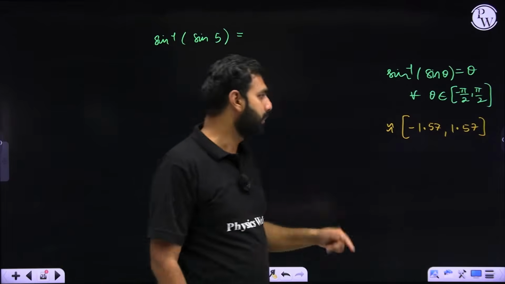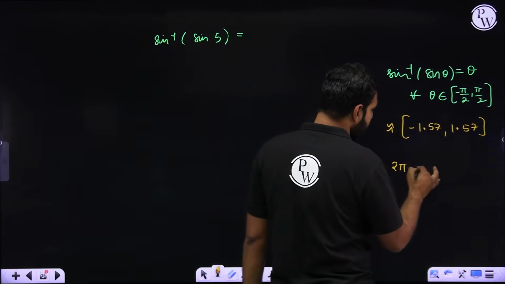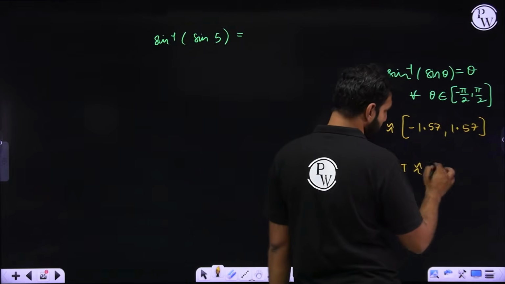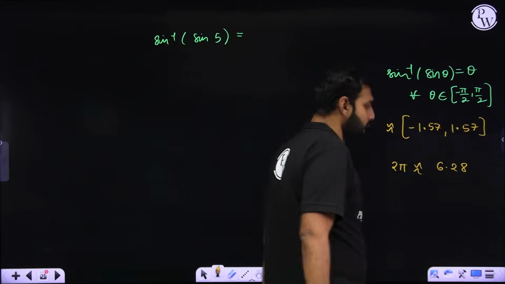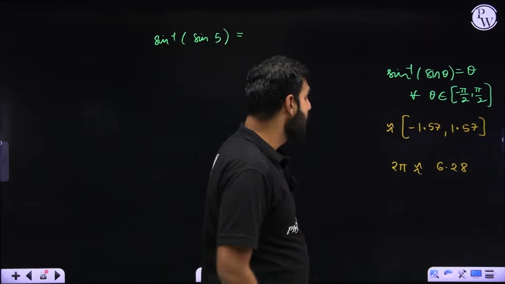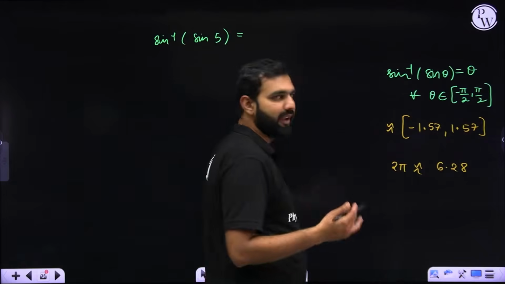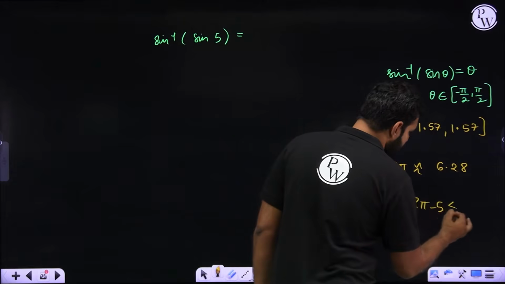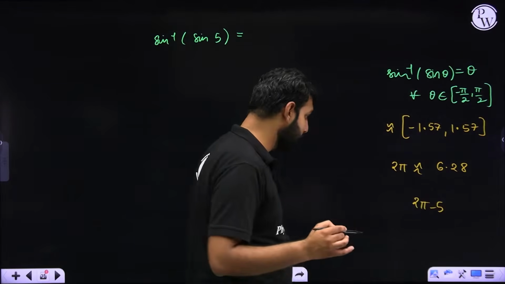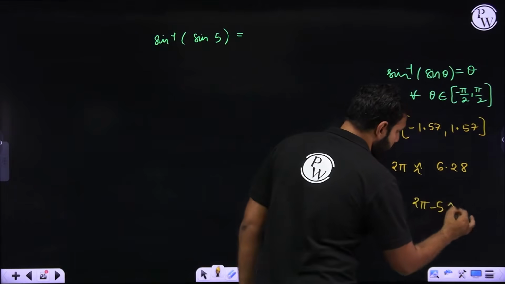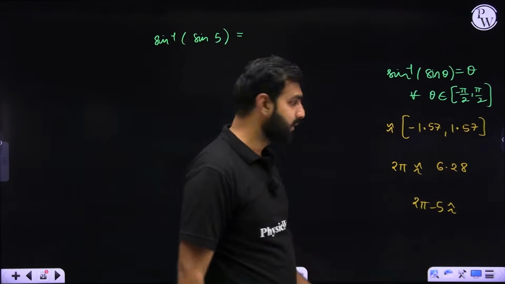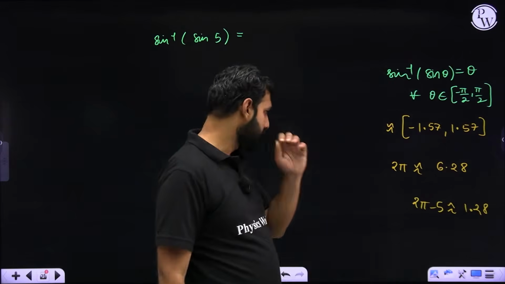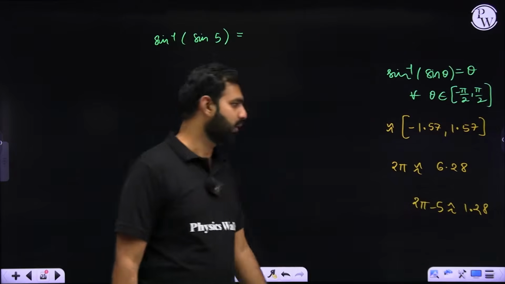So we know that pi is 3.14. So what will be the value of 2 pi? 2 pi is going to be double of 3.14, which is somewhere around 6.28. Are you getting it? And from 2 pi, if I subtract 5, I'm just talking about an approximate value. So from 6.28, if I'm subtracting 5, I'm getting an approximate value of 1.28. I hope we are going right. Yes, 6.28 minus 5 is going to be 1.28.